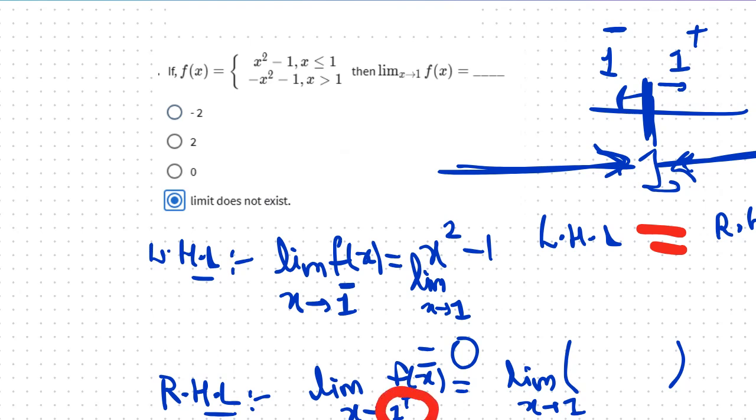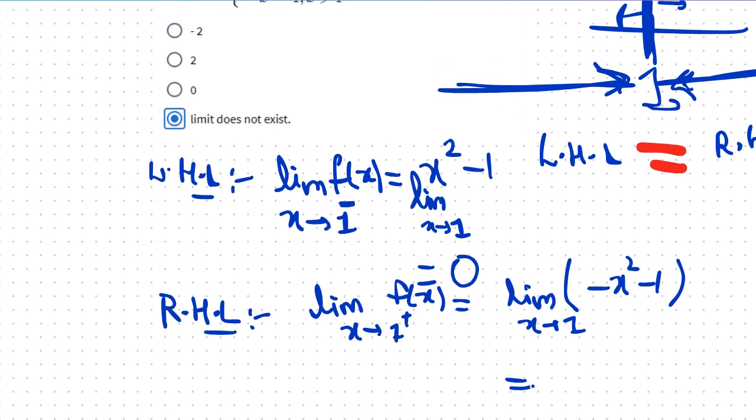Minus 1 square minus 1. Yeah, minus x square minus 1. So when you put 1, you'll get 0, minus 2. Minus minus plus, right? Minus 1 minus 1. See, minus of x square, okay? So minus of 1 minus 1 is minus 2. So now what did you observe so far? Can you guess?